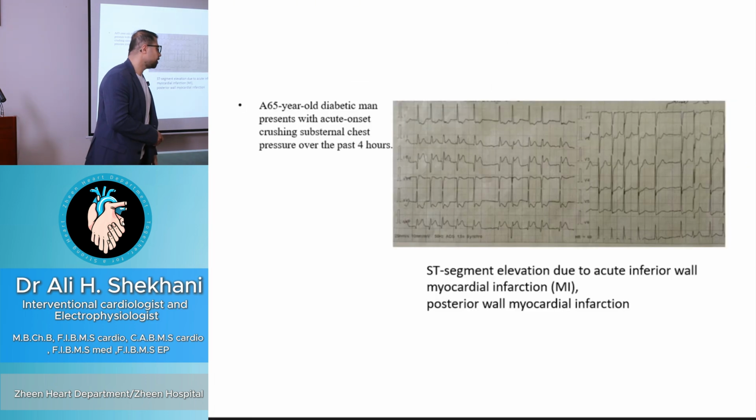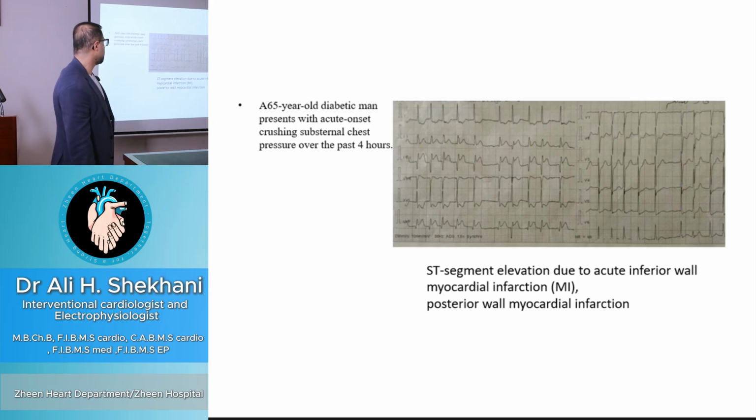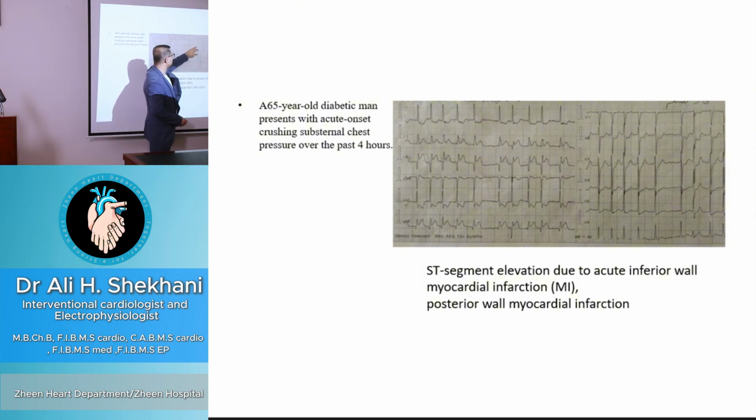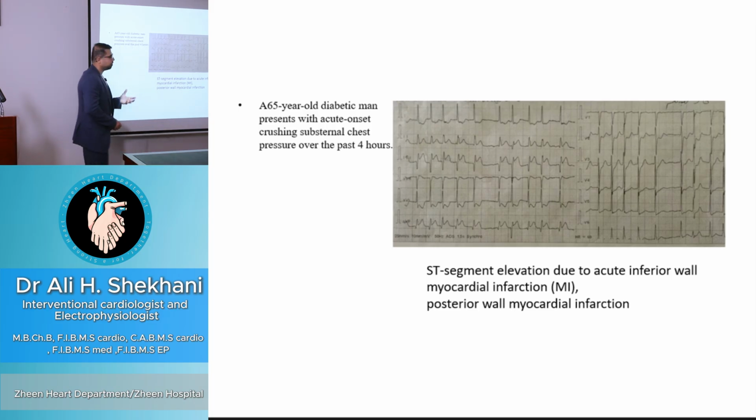This is ECG from another patient with acute myocardial infarction. This is ST elevation in the inferior leads. And also there is another finding. There is ST depression in V2, V3. This ST depression usually suggests some involvement of the posterior wall.